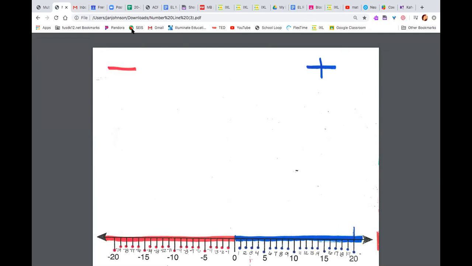Let's see. I could do my thing again. And you guys said, yes, we're going more negative. So I'll go negative 38. Let's see.